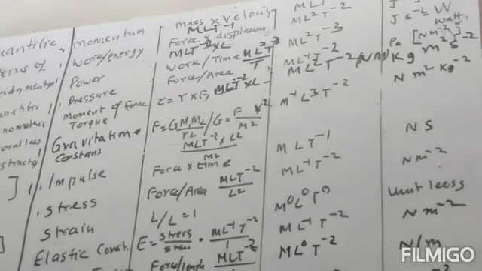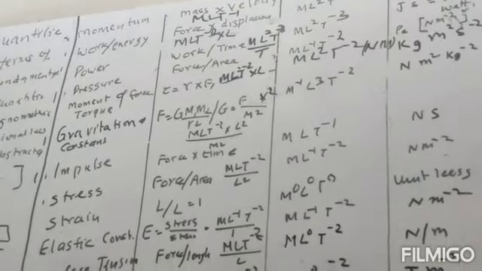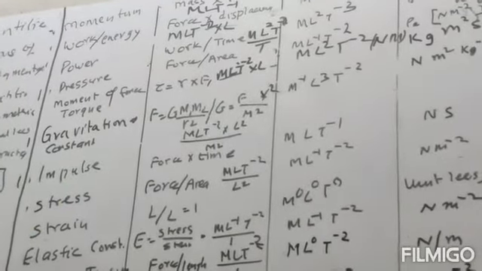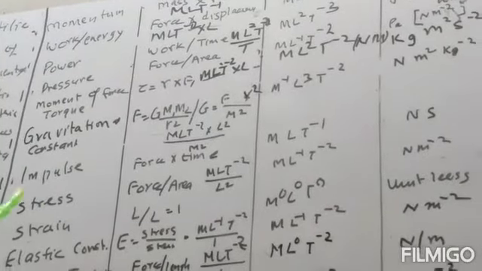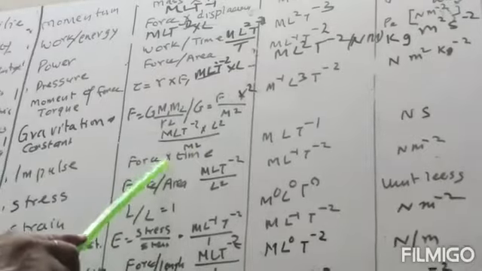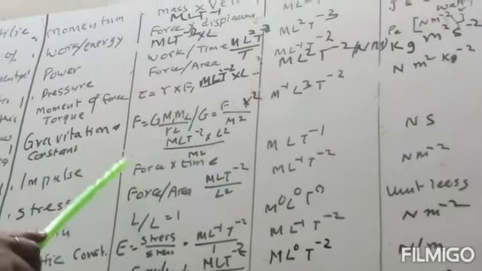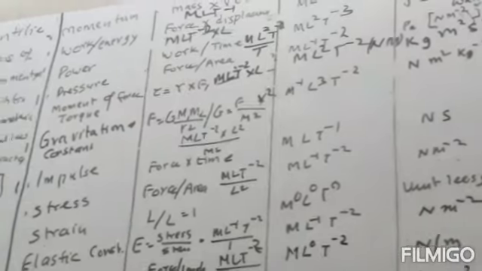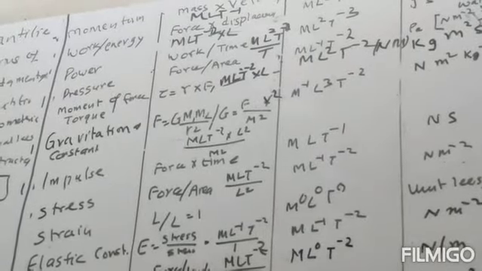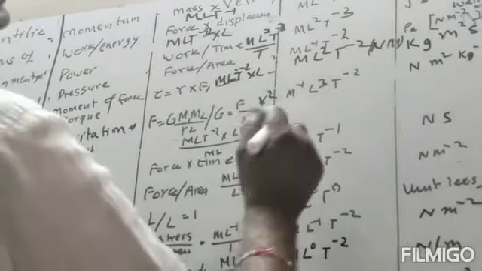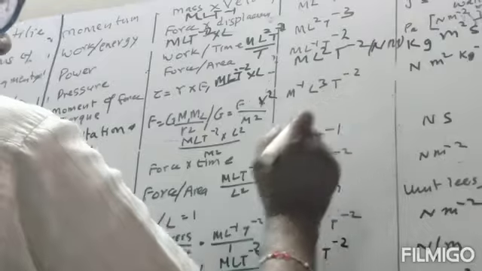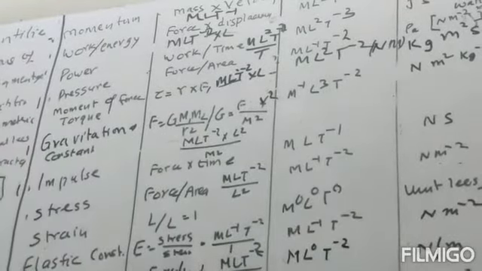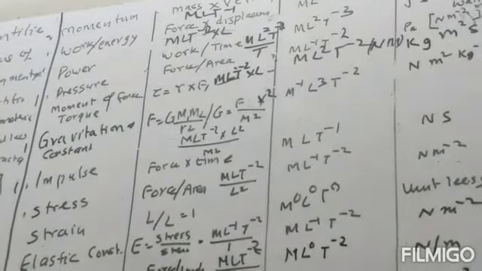Now, what is the impulse? Impulse is a force for a small duration of time, and impulse can be expressed as force multiplied by the time. So force is MLT^-2 multiplied by T. So it will be equal to MLT^-1.